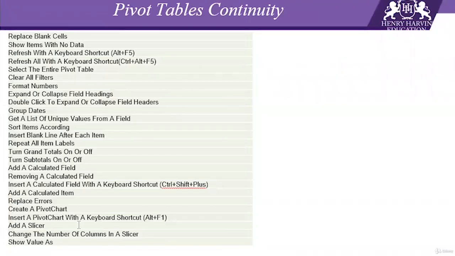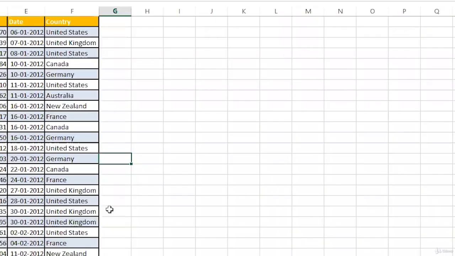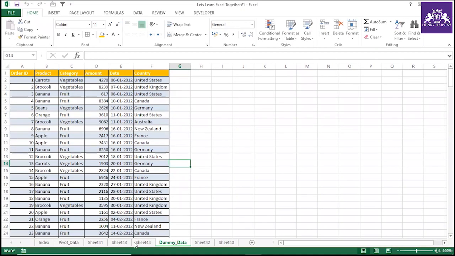So you can see over there we have create pivot chart, add slicer. We have covered everything: group by, clear all filters. There are two more things: calculated field and calculated item, guys. So let me show you what is a calculated field.